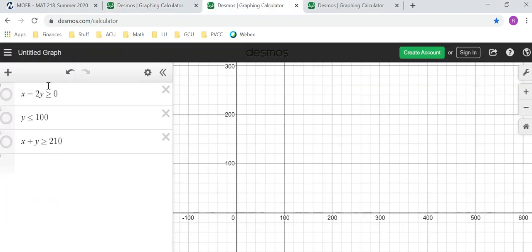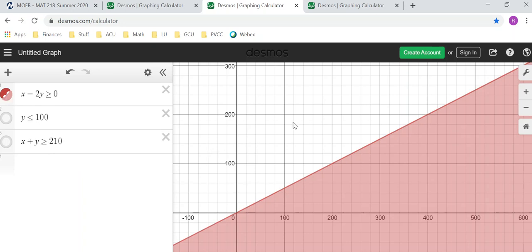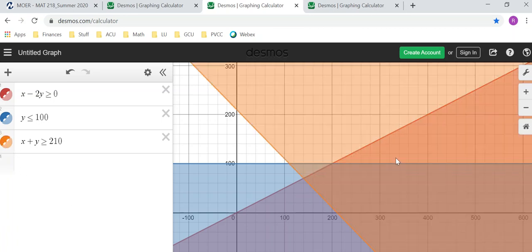I've already entered in these. So we take a look at the first inequality, and then y is less than or equal to 100. And we get that. So the common shaded area is down here now. And then the third one. And so now the common shaded area is all of this area in here. Our feasible region is all of this area.